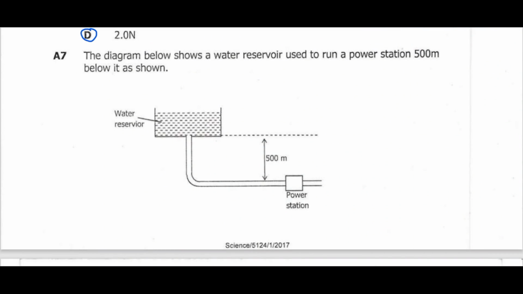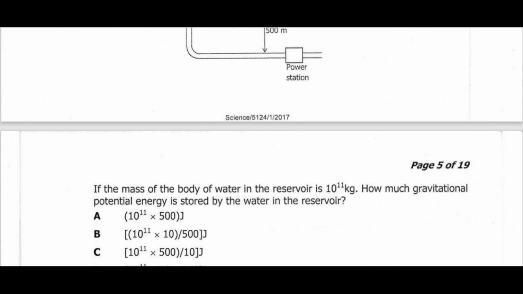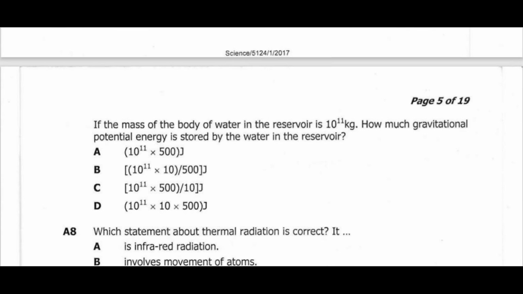So now we move on to question 7. The diagram below shows a water reservoir used to run a power station 500 meters below it, as shown. So we have a water reservoir, then the height in between is 500 meters, then we have the power station. Then if the mass of the body of water in the reservoir is 10 raised to the power 11 kg, how much gravitational potential energy is stored by the water in the reservoir?